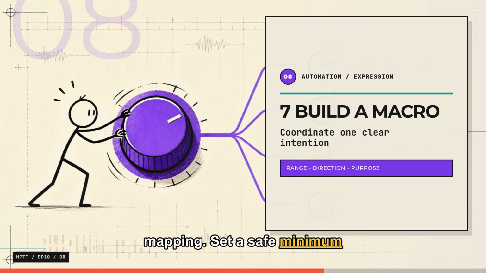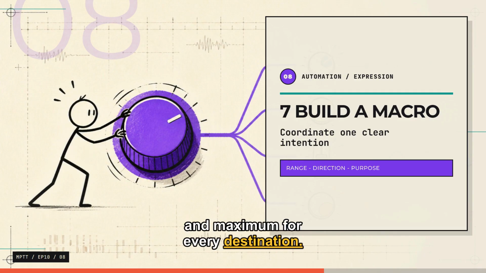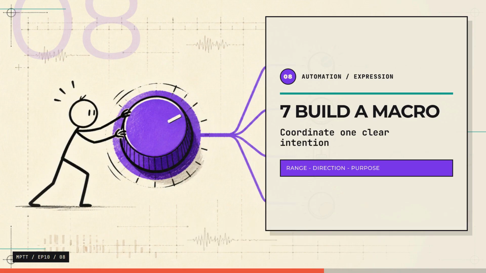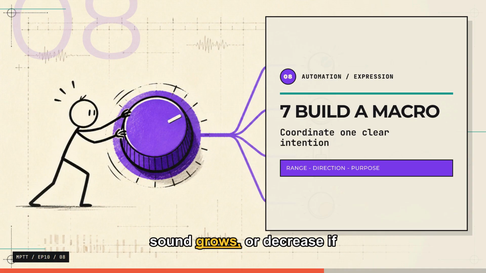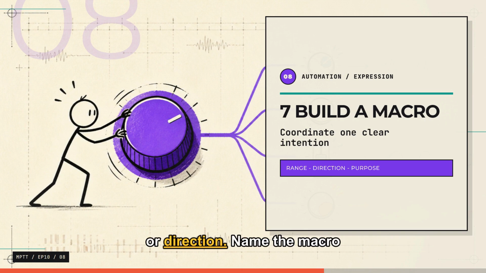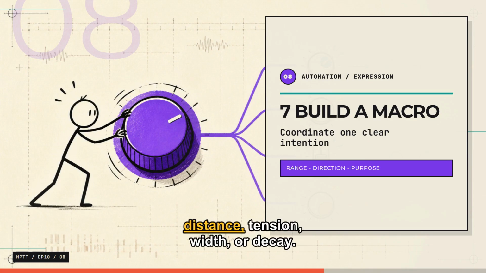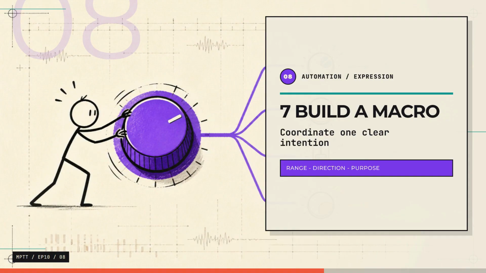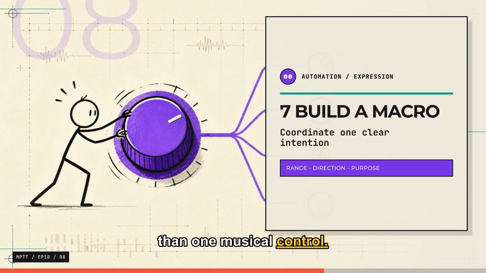Set a safe minimum and maximum for every destination. The filter may need a wide range, while resonance needs only a small rise. Reverb may increase as the sound grows, or decrease if you want the sound to move forward. Each parameter can travel in a different amount or direction. Name the macro by intention: energy, distance, tension, width, or decay. If you cannot name the idea, the mapping may be a collection of tricks rather than one musical control.